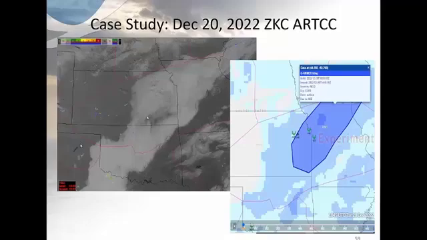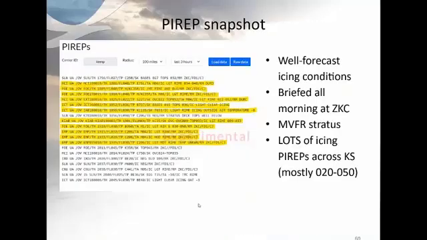All right, I want to get into a case study here. This is a situation that occurred almost exactly 2 years ago now. We had a great big cloud deck sitting over the middle of the Kansas City airspace, including most of eastern Kansas, and we had very well forecast icing conditions there. You can see we've got an AIRMET for icing from the surface up to about 6,000 feet. And looking over here, you can see all of the PIREPs that we had that day for icing. Tons of reports. Well forecast. There is no way that anyone should have missed this.